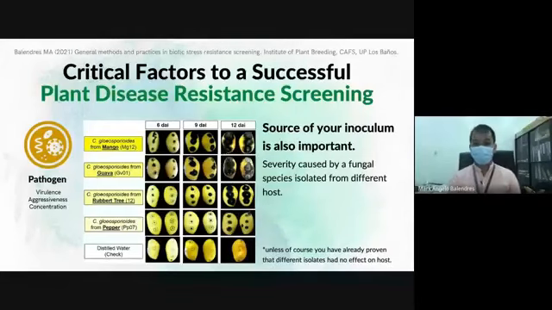your test plant. So if you're working with tomato, it is good to use tomato isolates. But there's an asterisk there, unless of course you have already proven that different isolates had no effect on the host. So if you have tested that the guava isolate had no significant difference from the mango isolate, then you could use the guava isolate if you have more spores in it. So it's a matter of proving that there's no effect or there is an effect. Make sure you have these types of data, or otherwise you need to do it on your own.